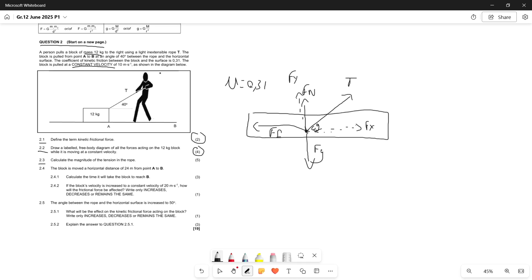Cool. So at this stage, we are working with some type of F net formula. We just need to see, are we working with Newton's 1 or Newton's 2?